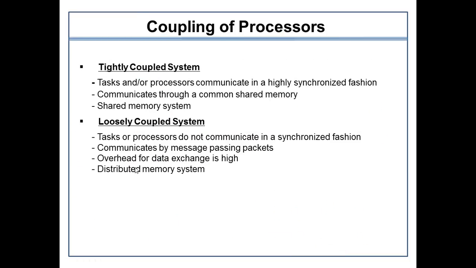So moving ahead, this is the last part: the coupling of processors, how they are coupled together. Broadly, there are two ways in which processors are coupled or dependent upon each other. One is tightly coupled, which means highly synchronized in nature. All the processors connected together within one machine are in sync with each other in a highly synchronized fashion. Each processor knows when it has to work, and it is not going to disturb the second, third or fourth processor.